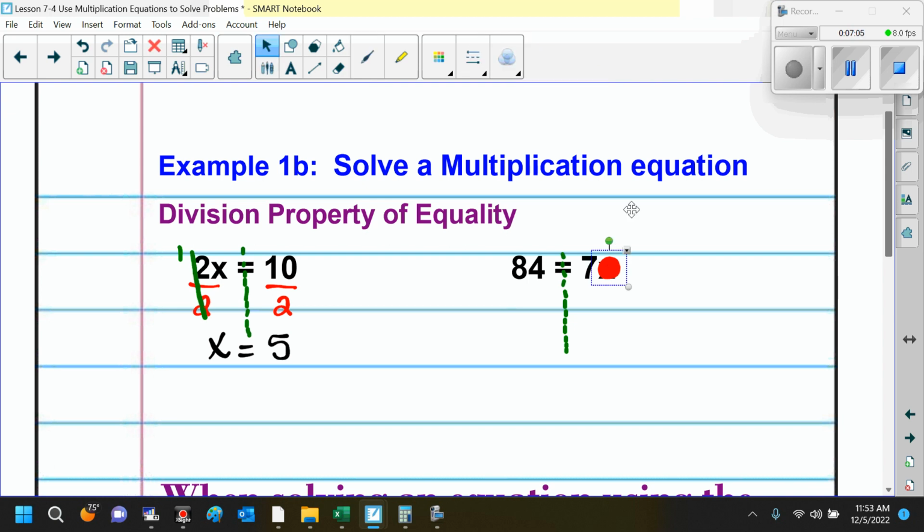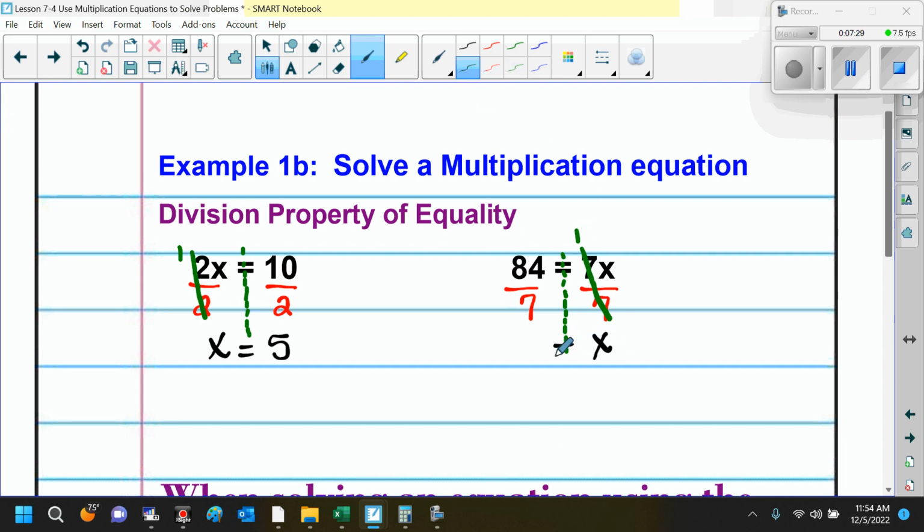So how do I change that 7 to a 1? Divide by 7. And if I divide by 7 on one side, I have to divide by 7 on the other side. Okay? So here, 7 divided by 7, that cancels to 1. So 1 times x is equal to x. And that x is equal to 84 divided by 7, which is 12.